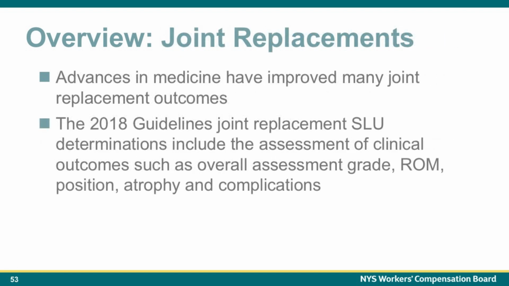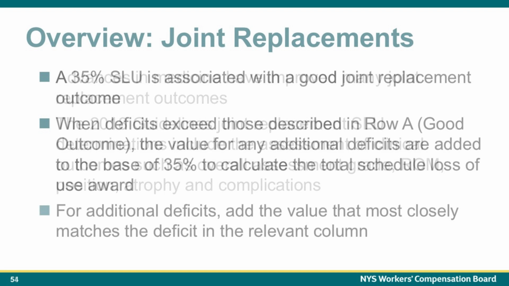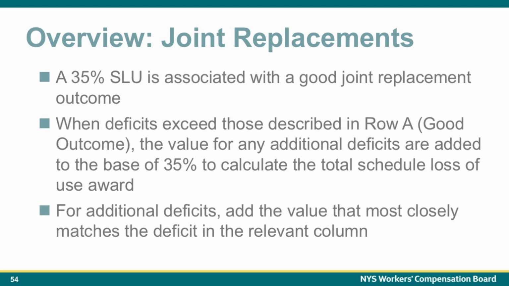The content for joint replacements has changed significantly. Advances in medicine have improved many joint replacement outcomes, and the 2018 guidelines provide an assessment of clinical outcomes to determine an SLU. These clinical criteria include an overall grade, range of motion, position, atrophy, and complications. The starting point for an SLU in a joint replacement with a good outcome is 35%. Additional deficits are added to this baseline. Any additional deficits would be chosen from the relevant columns that have the closest matching deficit to the patient's deficits.